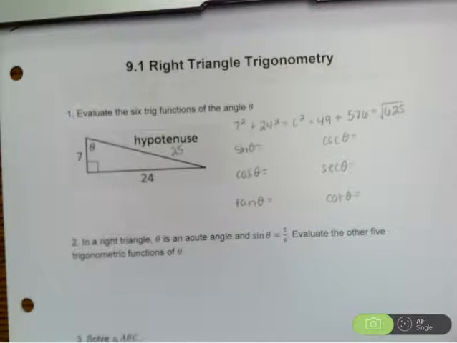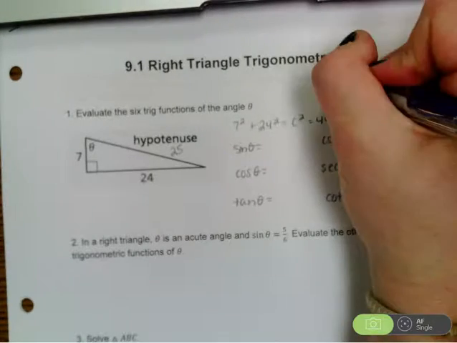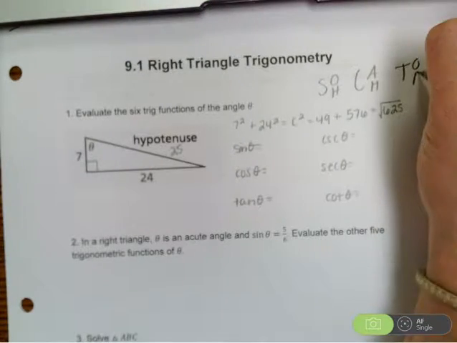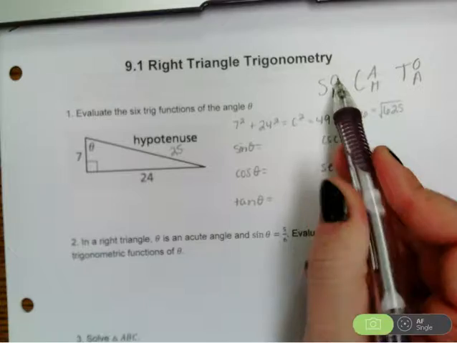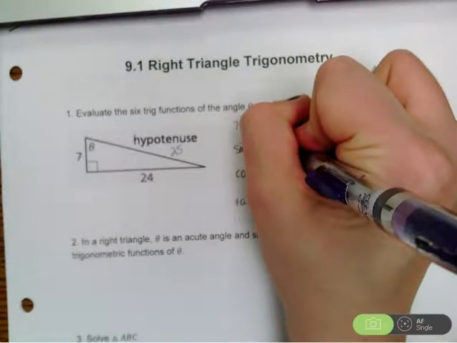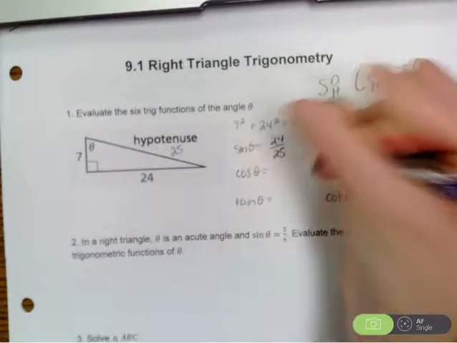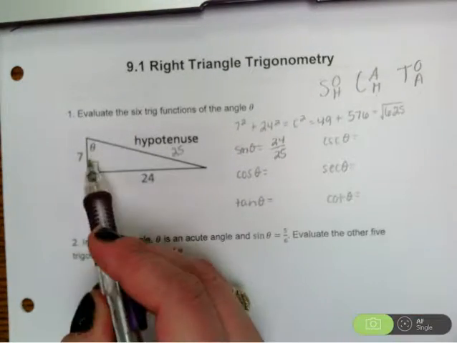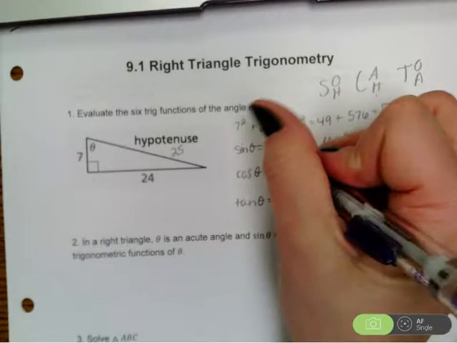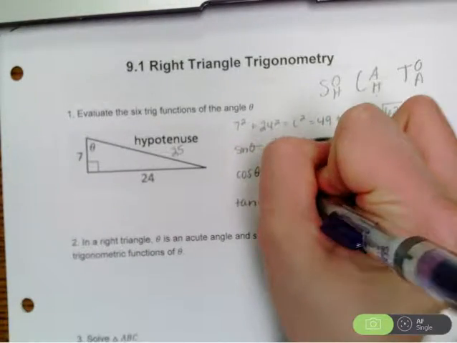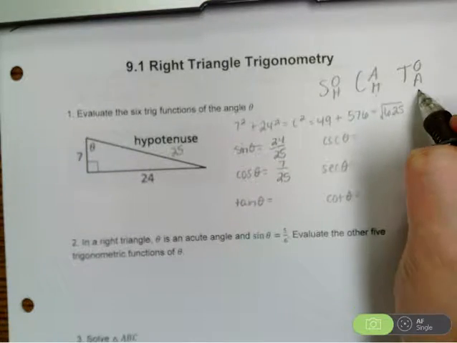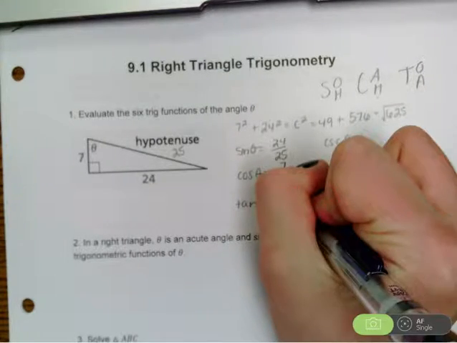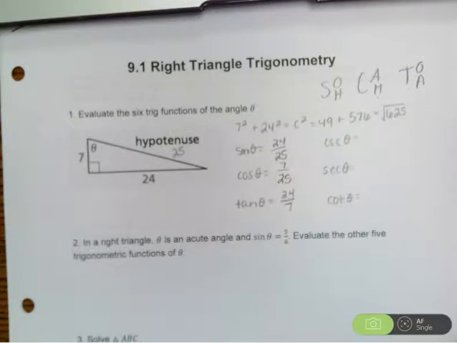So the sine of theta, remember SOHCAHTOA, I write it like this, SOHCAHTOA. The sine of theta is the opposite over the hypotenuse, so that's 24 over 25. The cosine of theta is the adjacent over the hypotenuse, so that's 7 over 25. And the tangent is the opposite side over the adjacent side. So the opposite is 24, the adjacent is 7, the tangent is 24 over 7.